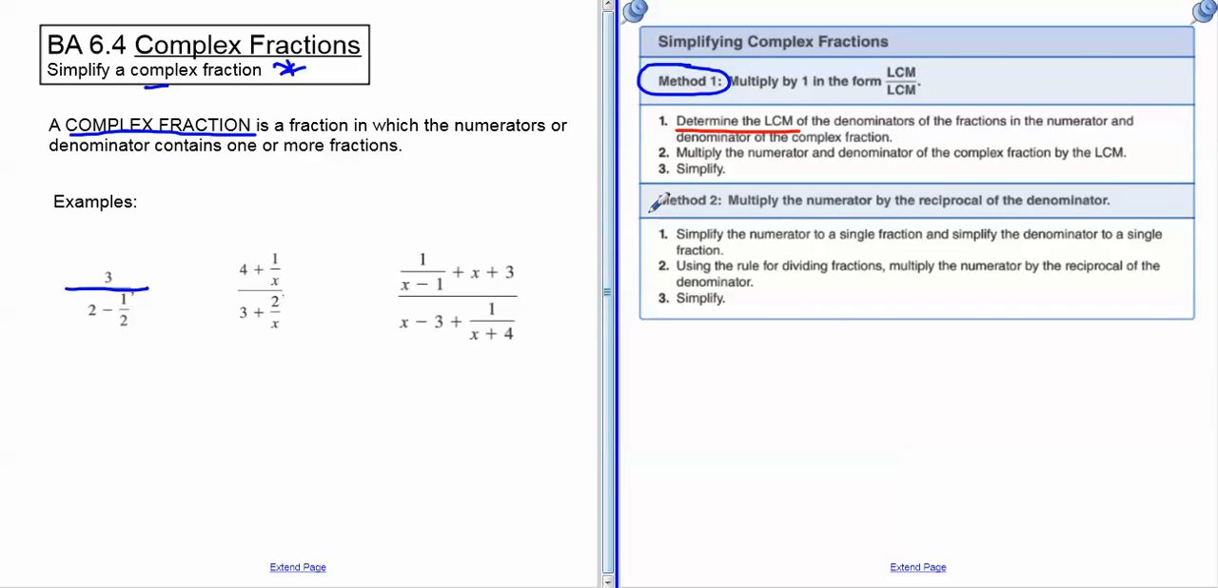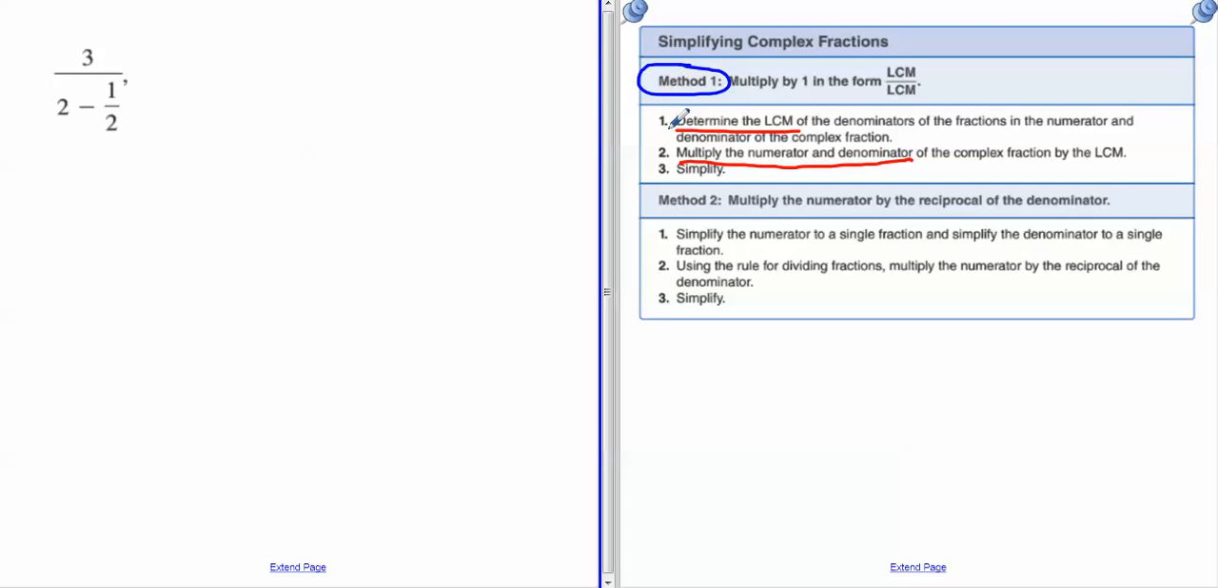So it seems like a lot, but really, let's underline this as well. Multiply the numerator and denominator by the lowest common multiple. So there's step number 1. Step number 2 of method number 1. I'm going to recommend we follow this one. So let's take a look at what our next page would be.